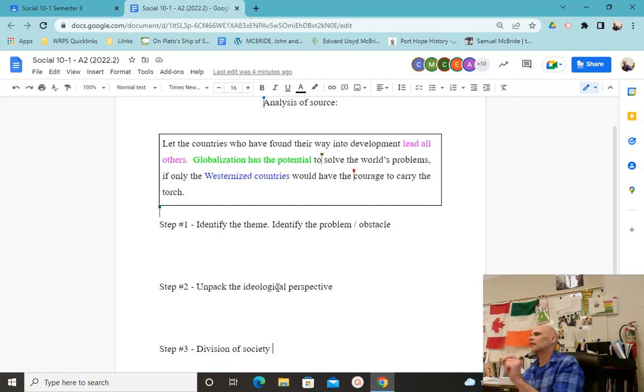So the source's use of the term found their way is forgetting, it's overlooking all of this imperialism and the burden that had been passed upon the developing world. And if the source actually acknowledged that, then maybe it would be more than just if only the Western countries had the courage to carry the torch. It might be a little more demanding and be like, you guys really took advantage of these developing countries. Now you owe it to them.